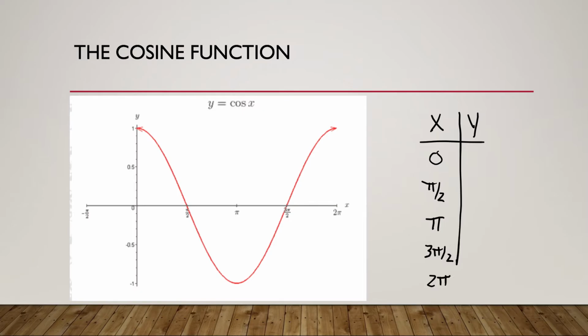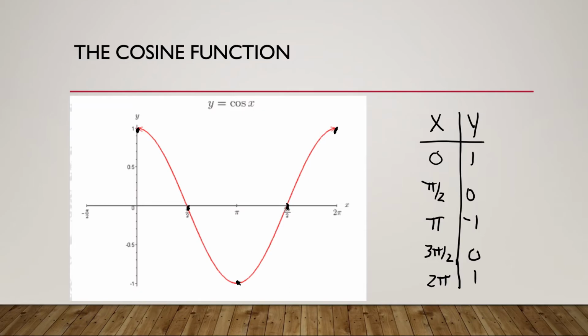We were running short on time at this point in class, so I just filled in the table. And then we plotted those 5 points, making the graph that you see on the left. So we have the point 0, 1, the point pi over 2, 0, the point pi, -1, the point 3 pi over 2, 0, and the point 2 pi, 1. And then we connected them and had our graph of the cosine.